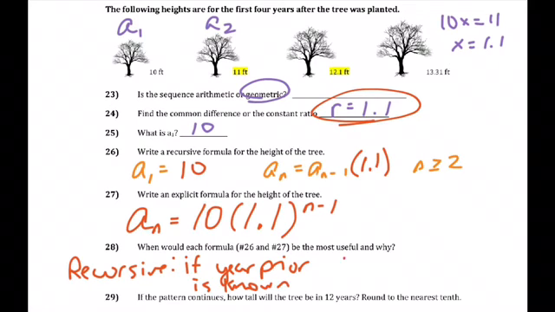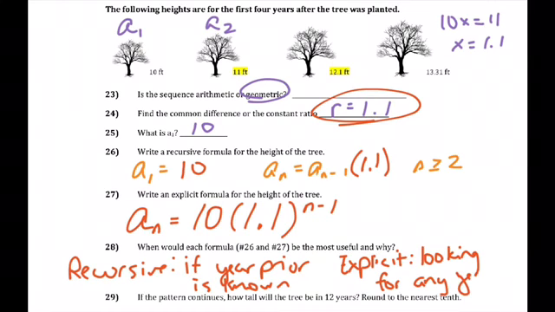When would I use the explicit? The explicit is actually really good if you're trying to project for a certain point in time. So if I say, well, 15 years down the road, how tall is the tree going to be? Then I could use the explicit formula, because I could say a sub 15 is equal to 10 times 1.1 to the 15 minus 1 power, and I could find out how tall the tree was going to be. So the explicit is if I don't know the term that came before, if I'm just looking for any year, not necessarily knowing anything that came before.